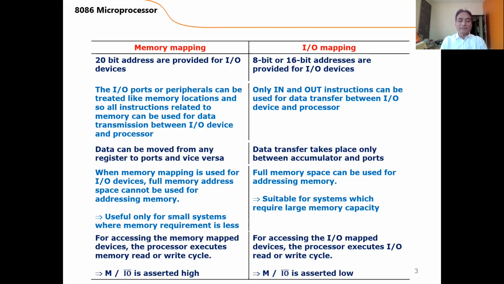Similarly, for accessing memory mapped devices, the processor executes a memory read or memory write cycle, so M/IO bar is going to be high. It is high because M stands for memory and IO stands for IO devices; you can see this is complementary. This control terminal is one of the pins of the 8086 IC. It needs to be high if you want to use memory mapping. For IO mapping, M/IO bar needs to be low, because whenever it is low, IO is activated and we can have the IO mapping.